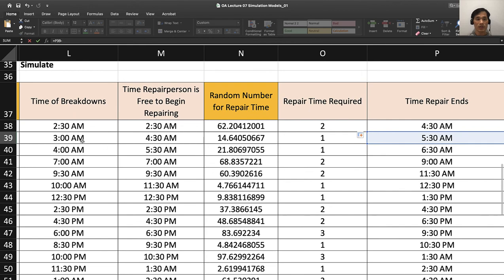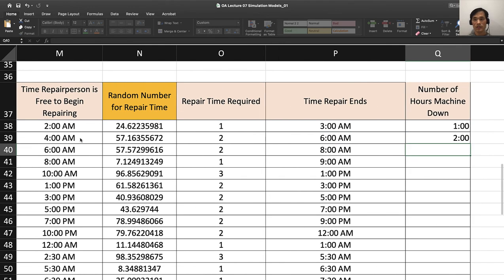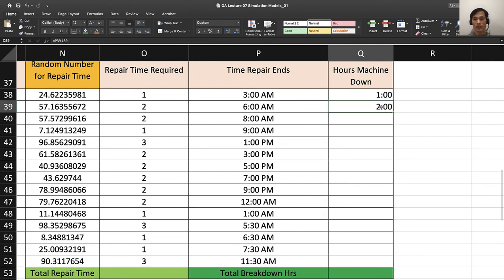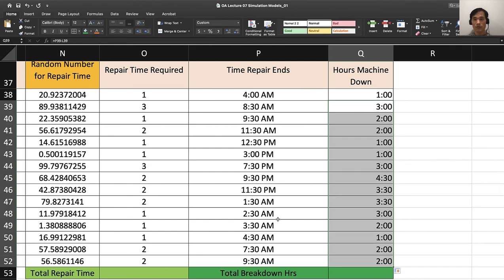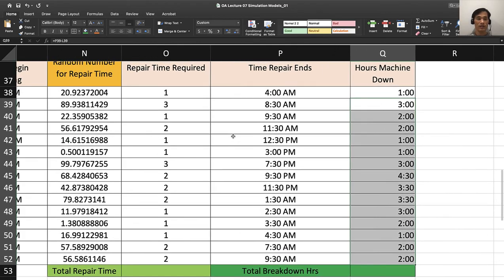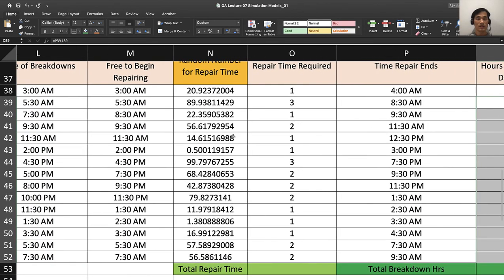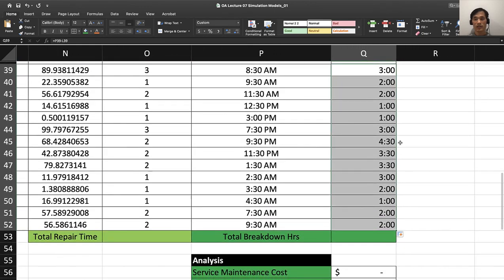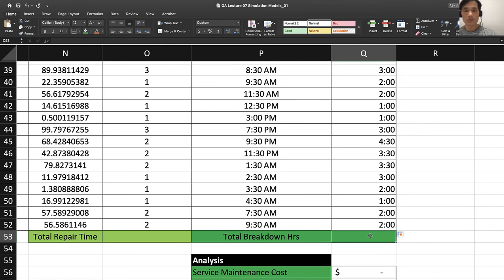minus the breakdown hour, right? So 2 hours, and copy the formula down, and I have that there, right? And 30 minutes sometimes there was a breakdown persisting for 4.5 hours. So that's what we see. And the total breakdown hours.